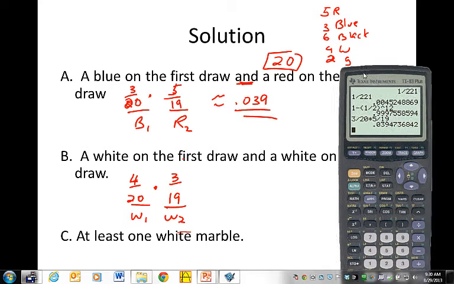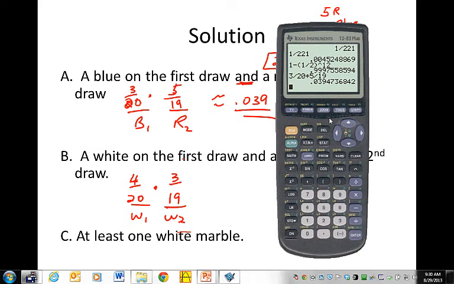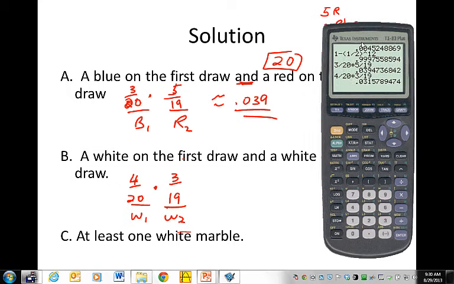19 because I'm assuming that I have this one white. That's how I determine these probabilities. So 4/20 times 3/19 is 0.032.